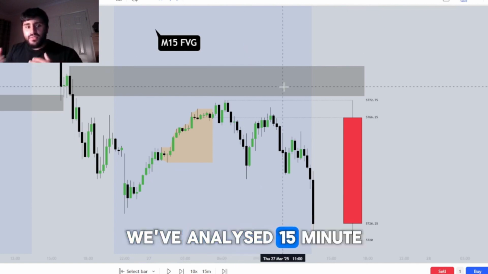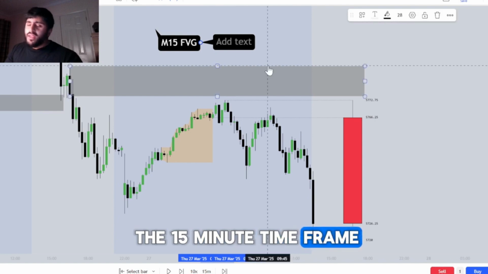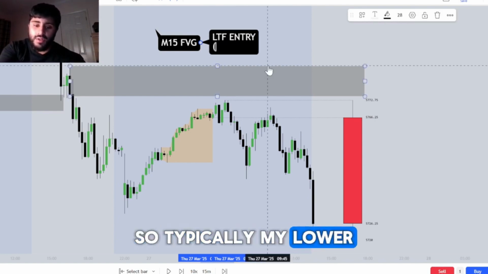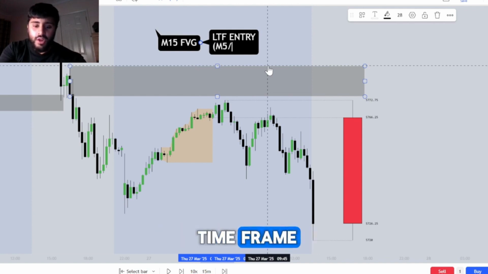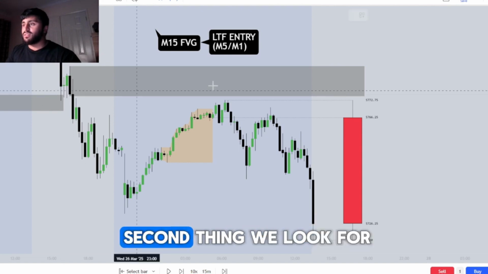We've analyzed 15-minute fair value gaps, right? We've analyzed things on the 15-minute time frame. The next thing we're going to look for is a lower time frame entry. Typically my lower time frame entry will be the 5-minute time frame. You can use a 1-minute time frame as well if you want, right? So that's the second thing we look for.